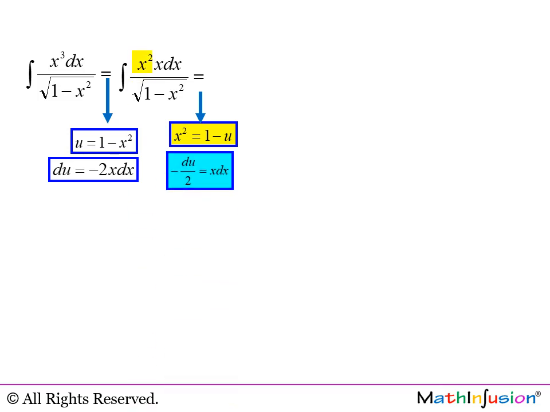So now I'm going to replace this by 1 minus u, and I'm going to replace this by negative du over 2. So as usual, we will use the constant rule, and we will have negative 1/2 here. Okay, and it's 1 minus u du, and don't forget to substitute also u for the 1 minus x to the power of 2 in the radical in the denominator.